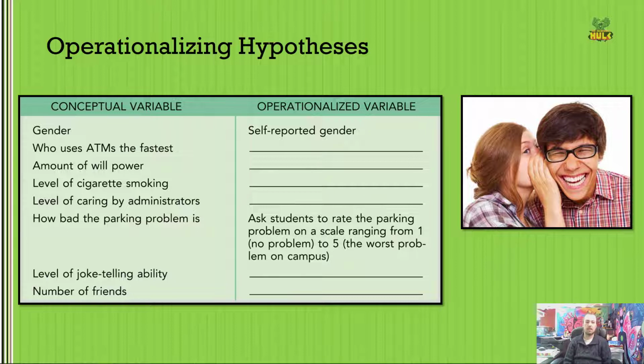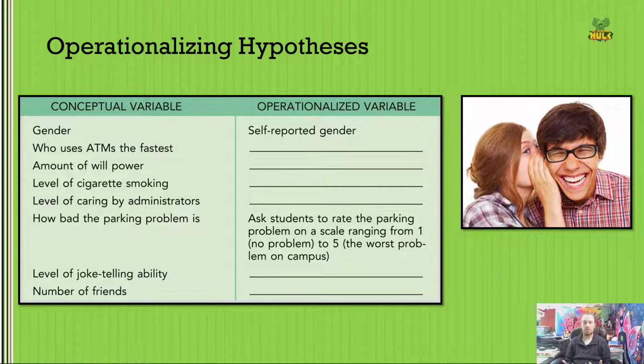How about who uses ATMs the fastest? Let's say between older adults and younger adults. Do older adults use the ATMs the fastest? They've been using them for a lot longer than younger adults. They should have a benefit in that skill practice. Whatever your hypothesis is, how do you measure the fastest ATM use?